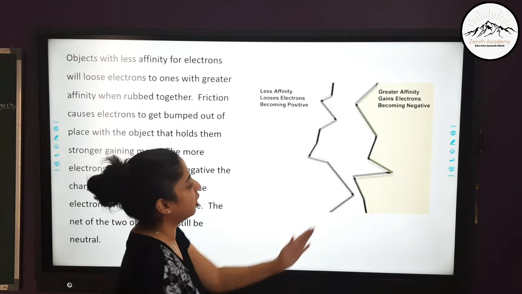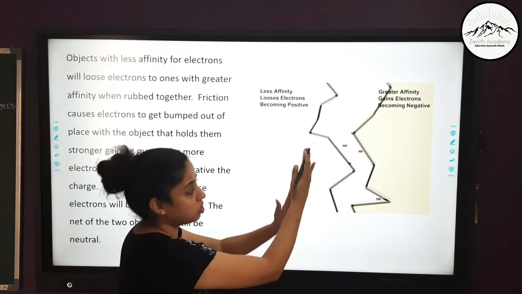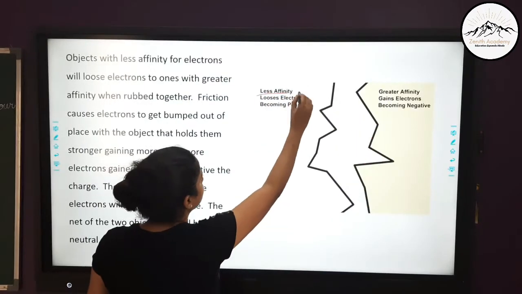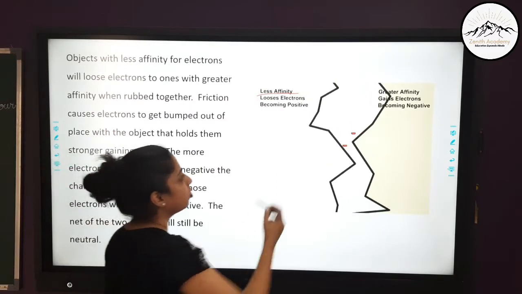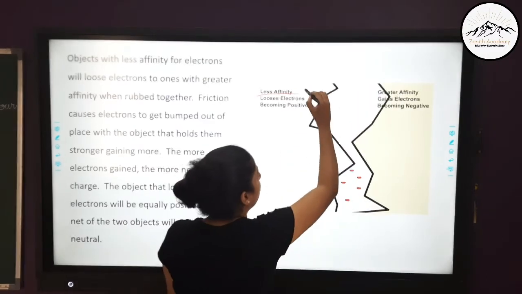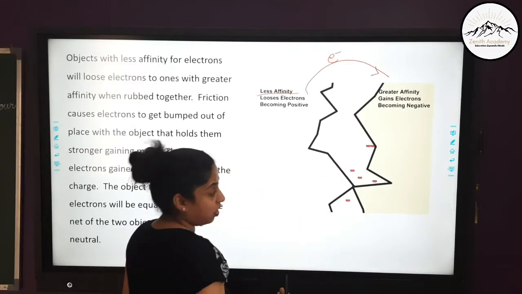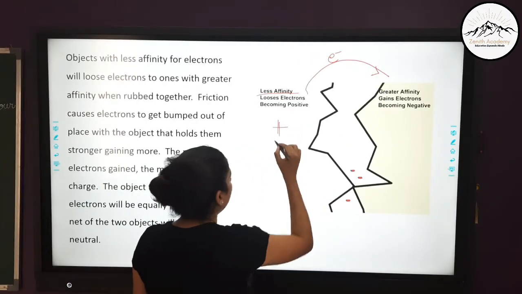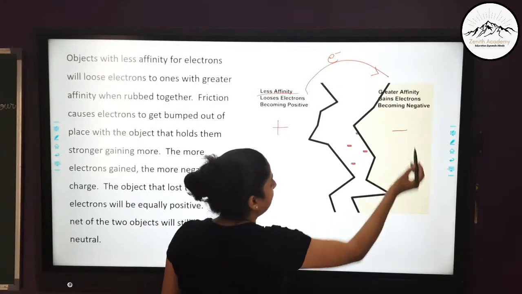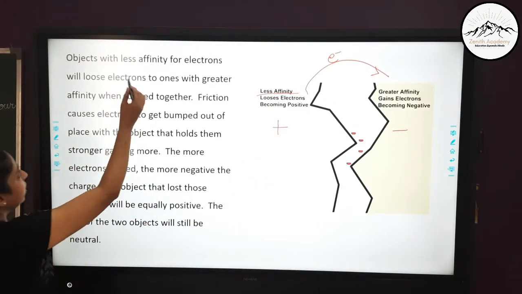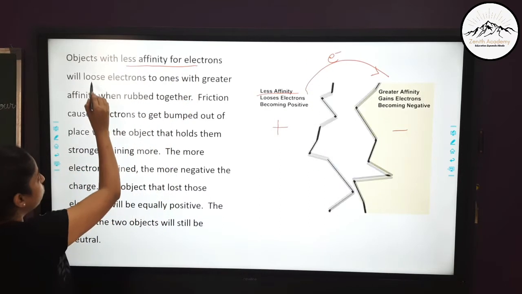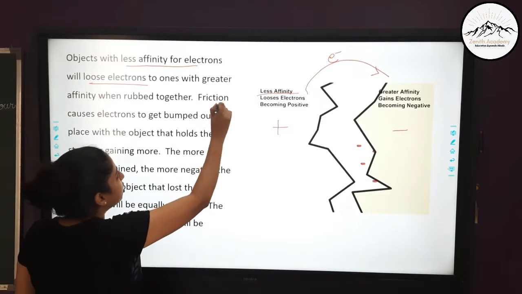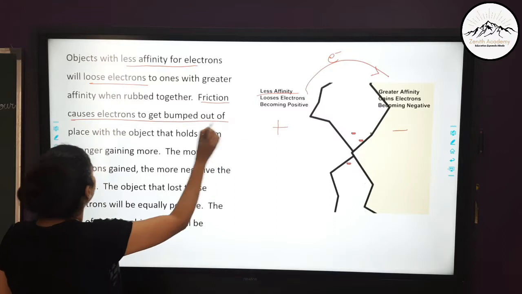Now you can see here I have taken two substances and rubbed them together, so there is friction between these two substances. Now this substance has less affinity for electrons, so it lost electrons. You can see the electrons going from here to here. So this became positive and this became negative. So objects with less affinity for electrons will lose electrons to ones with greater affinity when rubbed together, and friction causes electrons to get bumped out of place.